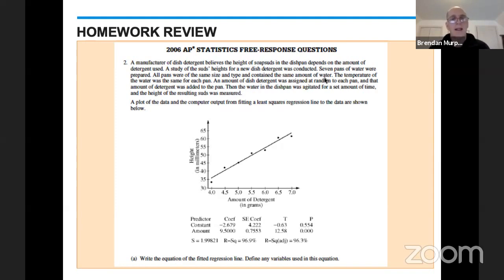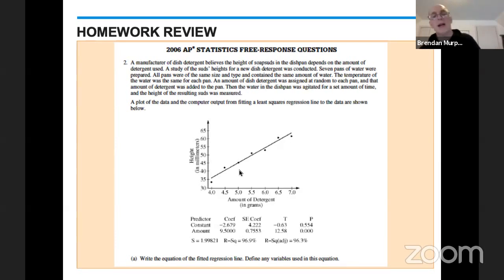A plot of the data and the computer output from fitting a least squares regression line, so LSRL, that's what we abbreviate that as, least squares regression line, to the data is shown below. Okay, so there's the scatter plot, and it looks like my explanatory variable is amount of detergent. My response variable is the height of the suds. And it sort of feels logical to me that if I put more detergent in and shake it up, the suds are probably going to get a little higher. We probably all experience that.